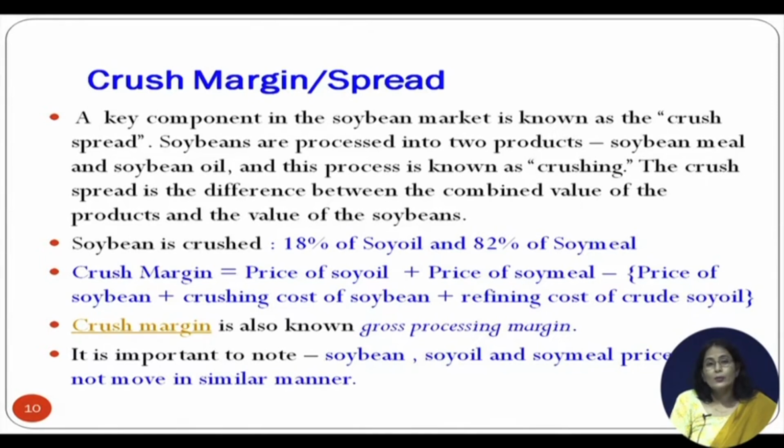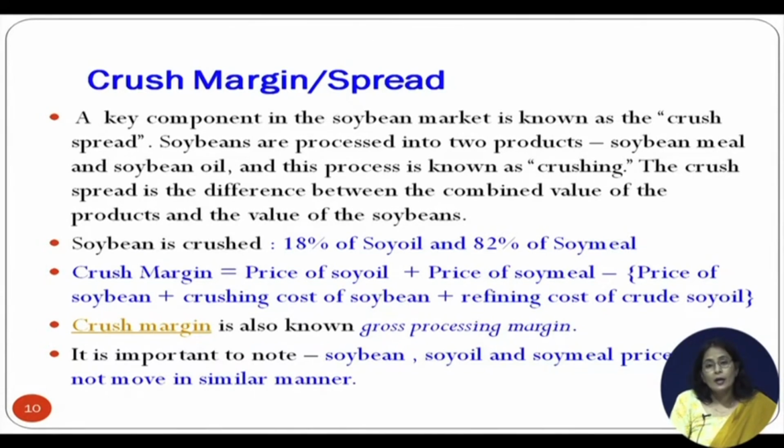When we talk about cross margin or cross spread, we talk about the difference between the combined value of the products and the value of the soya bean. The price of soya meal plus the price of soya oil minus the price of soya bean gives us the cross margin.